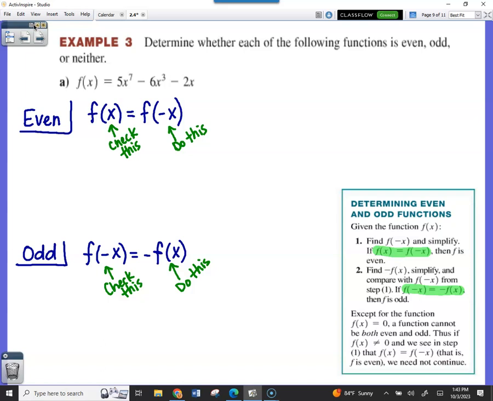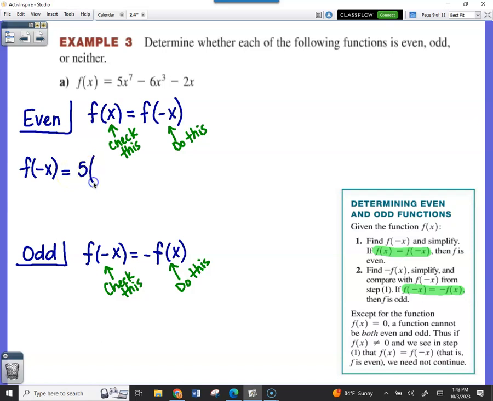What does this mean to do? Make negative. Like what negative? X. Like literally look at it. It says plug negative x into the function f. So watch. I'm going to write it down. Okay, I'm doing this. What does it look like?